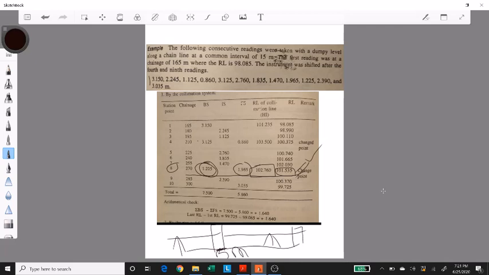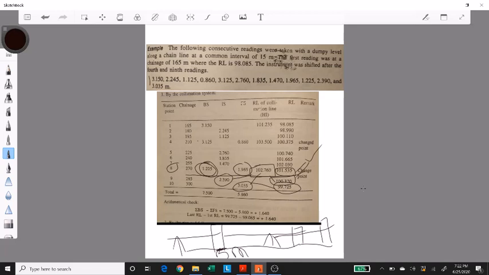The height of the instrument would remain the same. The intersight is 2.390. So from 102.760, we subtract 2.390 and we get the reduced level of the next point. Then we have the last reading. The last reading becomes the foresight for this setting of the instrument. From the same height of the instrument, we subtract the foresight and we get the reduced level of the last point. Now that we have done this whole procedure, we have the reduced level of all the points.